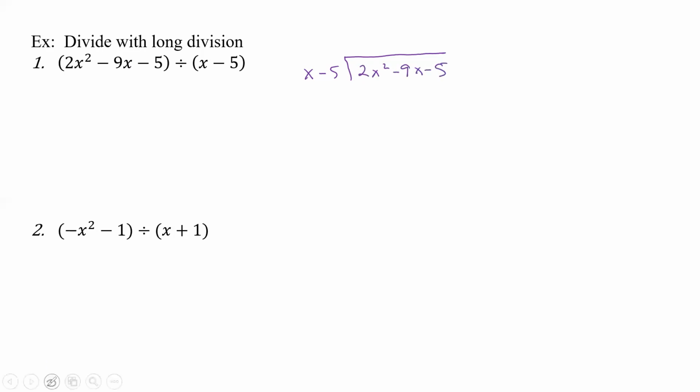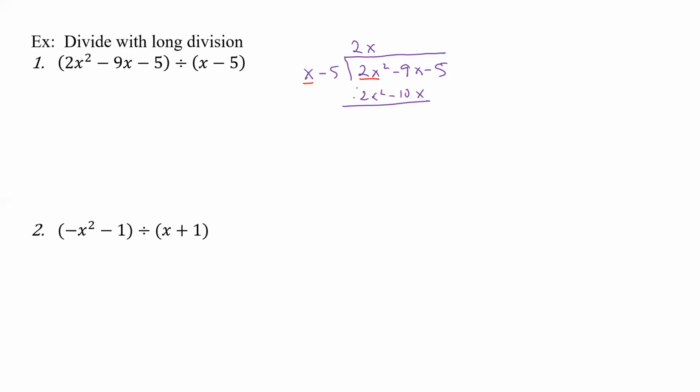Now what we have to do is look at our first term here and our first term here. And what we have to think about is, what do we have to multiply x by to get 2x squared? That's what we're doing when we're dividing polynomials. Well, we have to have a 2 here, and one more x, because 2x times x is going to be 2x squared. So now we basically rainbow it. That's going to give us 2x squared minus 10x. So we've just taken 2x times x, got 2x squared, 2x times minus 5, and got minus 10x.